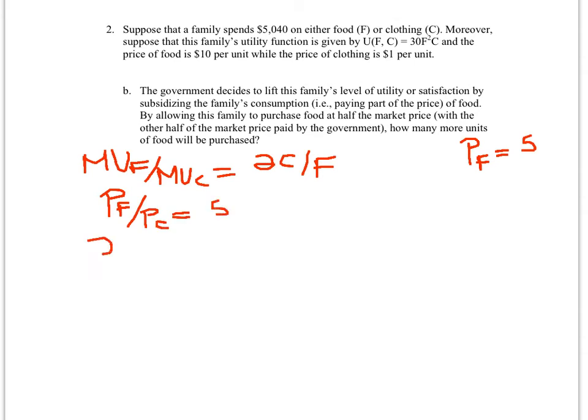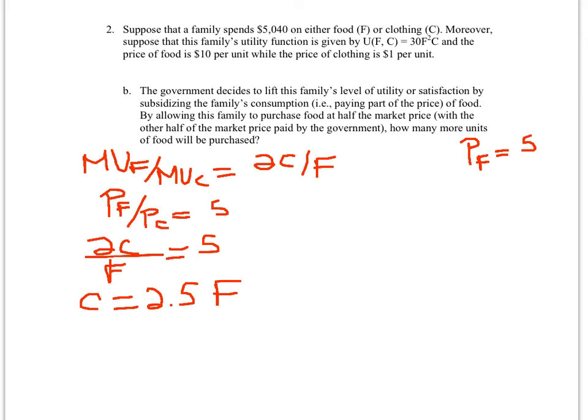So when we put the two things together, we're going to have a different equation for the maximizing utility equation. So 2C over F is now going to be equal to 5. Which means that now C is going to be equal to 2.5F and not 5F as it was before.